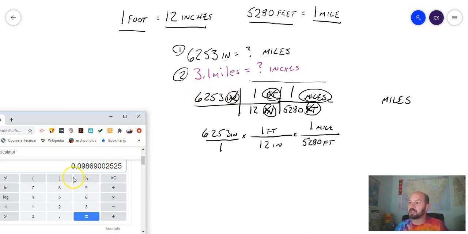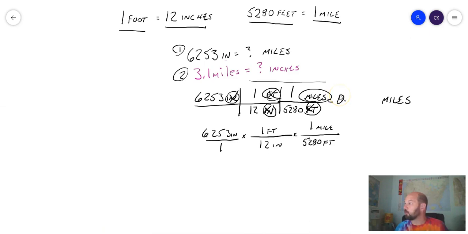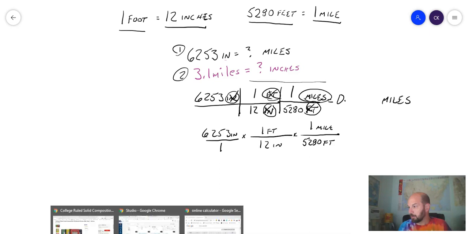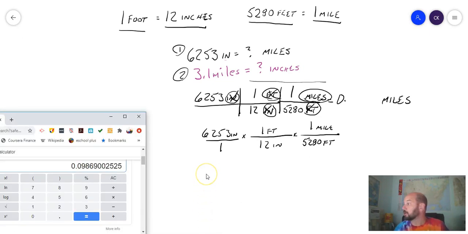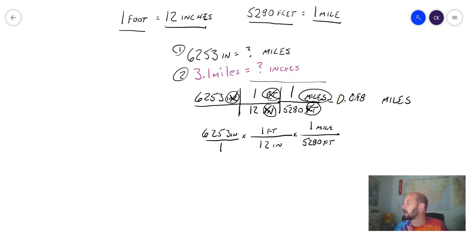I need 4 significant digits. These first 2 zeros are not significant, so it's going to be a 9, 8, 6, 9. Those will be my 4 significant digits. This 0 will not change that, so my answer will be 0.09869 miles. Darn, it went away. Let me bring that back up again.